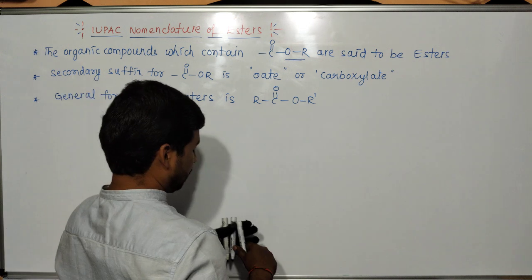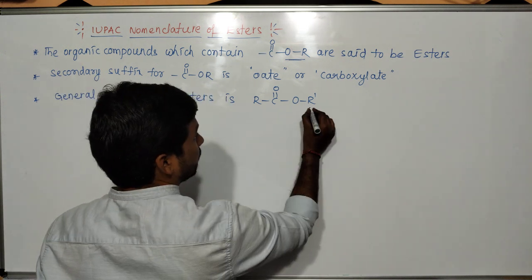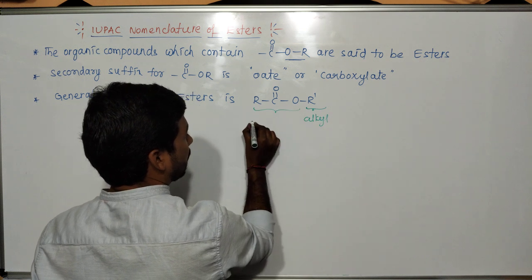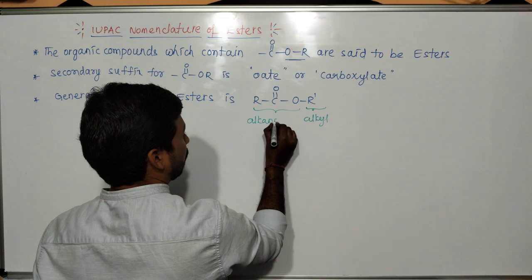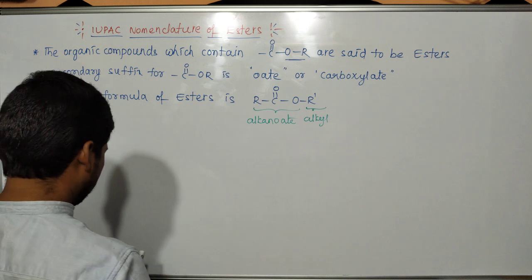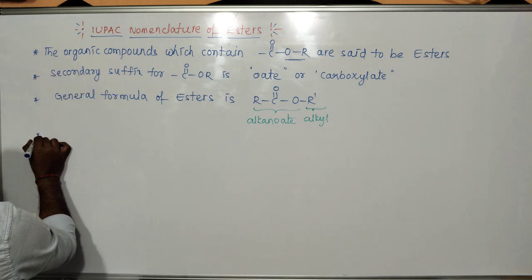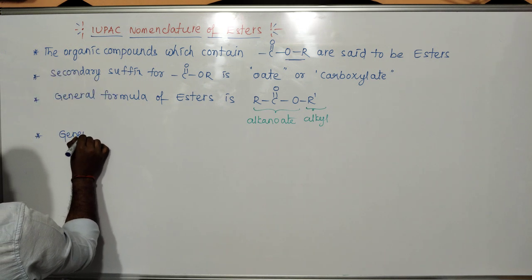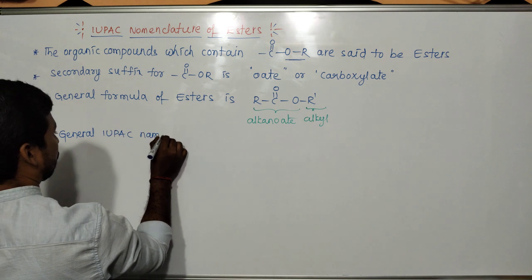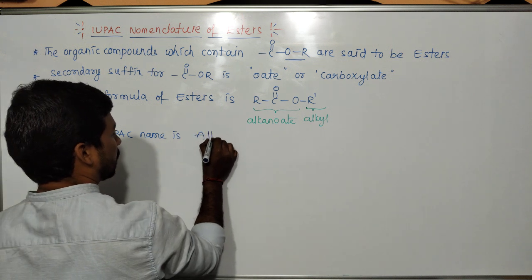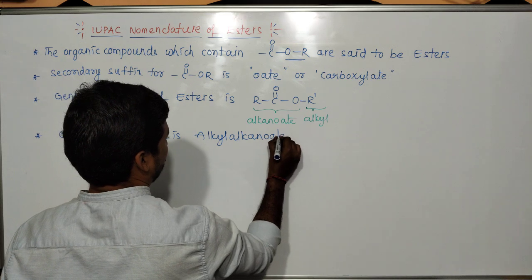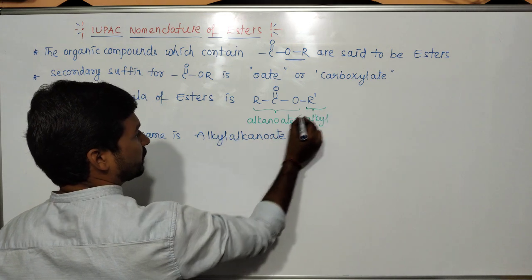So while writing the IUPAC name, this is the alkyl group, write it first, and this becomes alkanoate. The general IUPAC name is alkyl alkanoate. Write the alkyl group name first, followed by alkanoate.